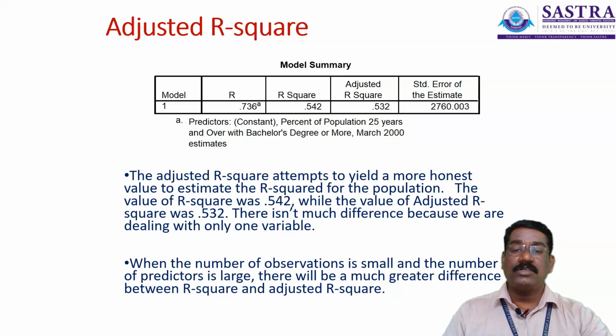The value of R square was 0.542, while the value of adjusted R square is 0.532. There is not much difference because we are dealing with only one variable. And the number of observations is small, and the number of predictors is large. In that case, I think there will be a much greater difference between R square and adjusted R square.